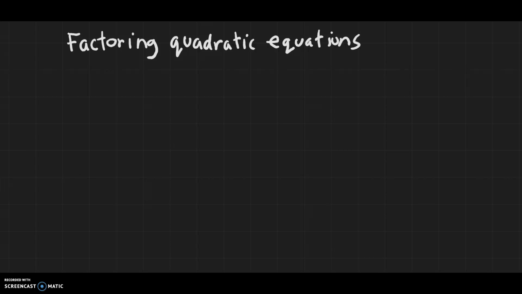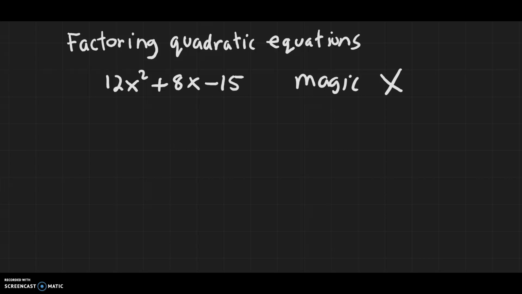This mini lesson is on factoring quadratic equations. So we'll start with an example of 12x squared plus 8x minus 15. So we're going to do something called the magic x. It's not really magic. We just make an x here.